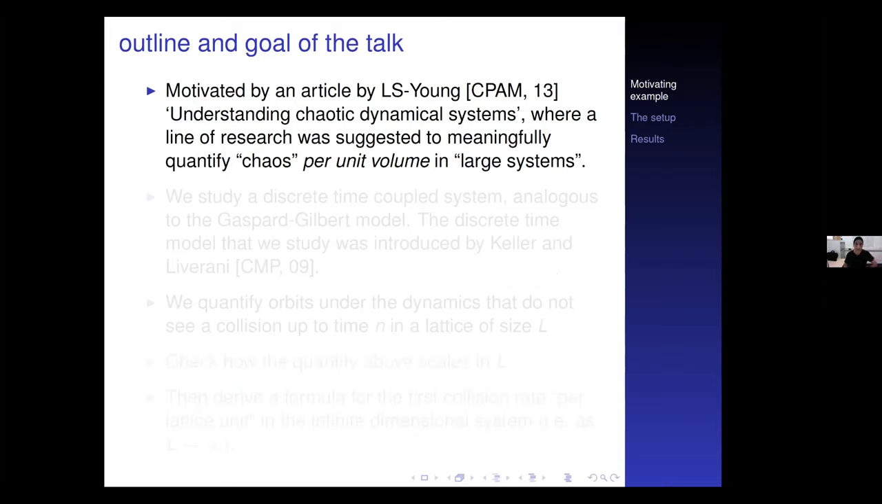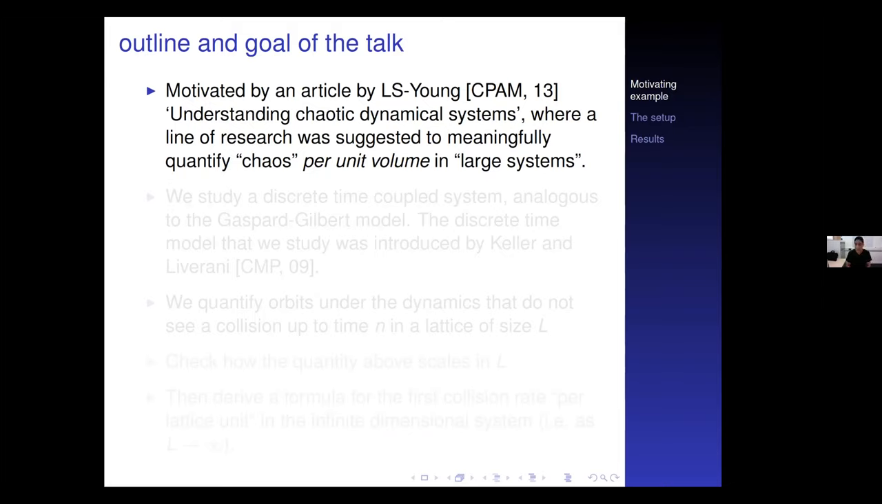I was reading an article by Lisa Young, published in 2013. It's a kind of review article, and the title is Understanding Chaotic Dynamical Systems, where she suggested that it's interesting to meaningfully quantify chaos per unit volume in large systems. So let me say roughly what she talked about.